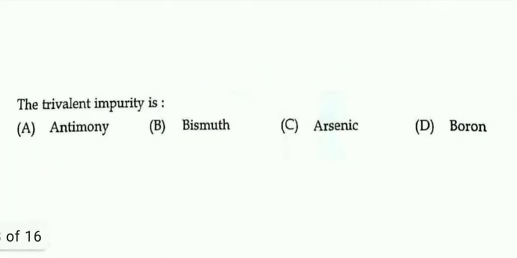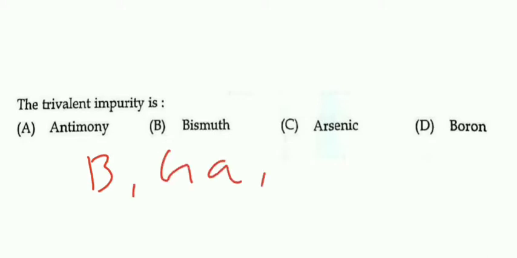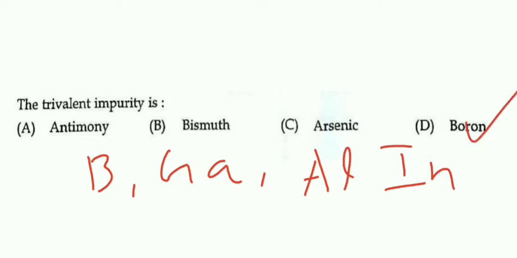Next question, the trivalent impurity is. It's also a direct question. We know that the trivalent impurities are boron, gallium, aluminium and indium. These are all the trivalent impurities. So from the answer we can understand the option D is the right answer. Similarly, the pentavalent impurities are phosphorus, arsenic and antimony. So these are all pentavalent impurities.